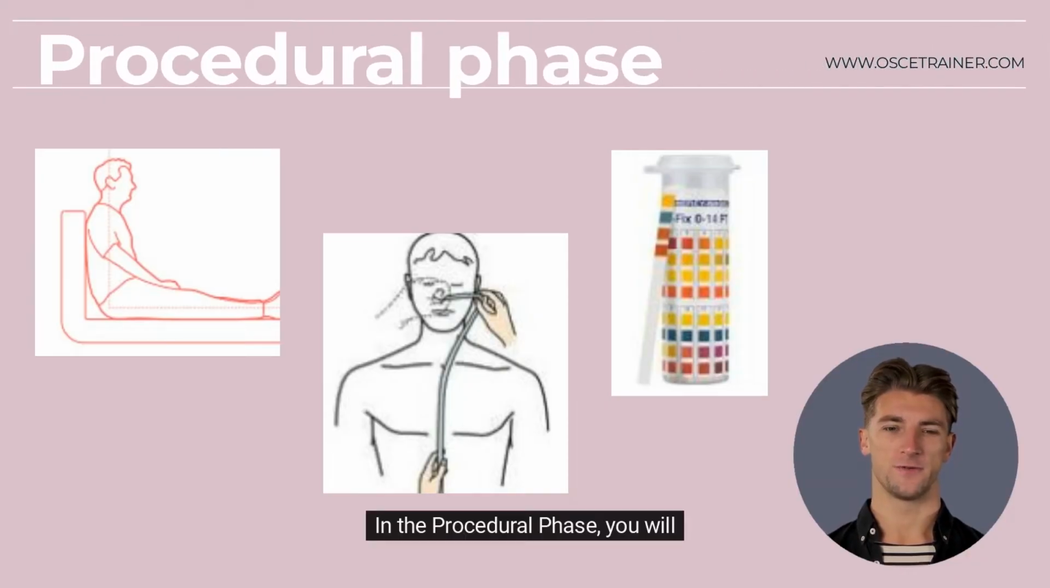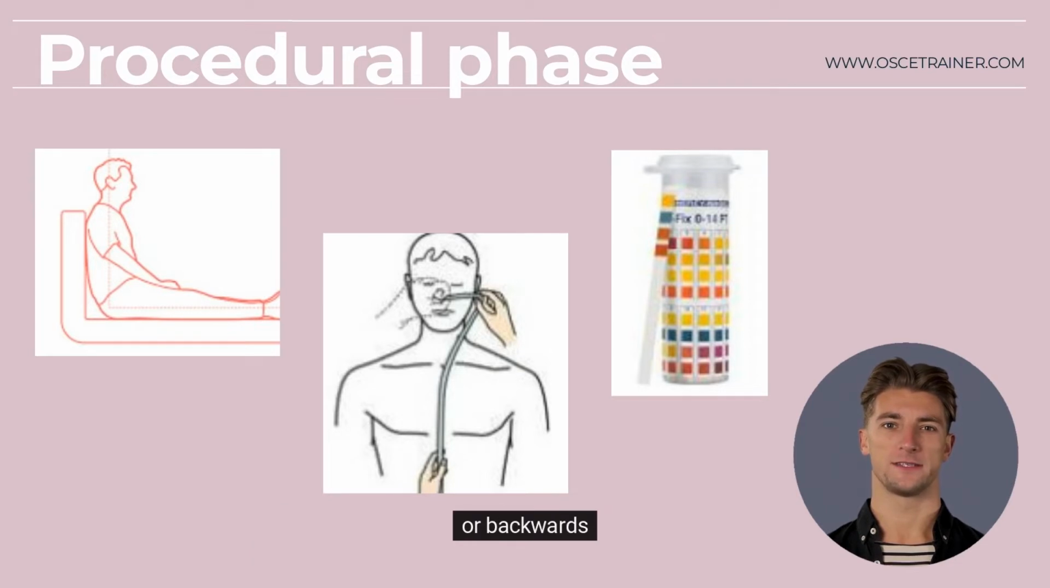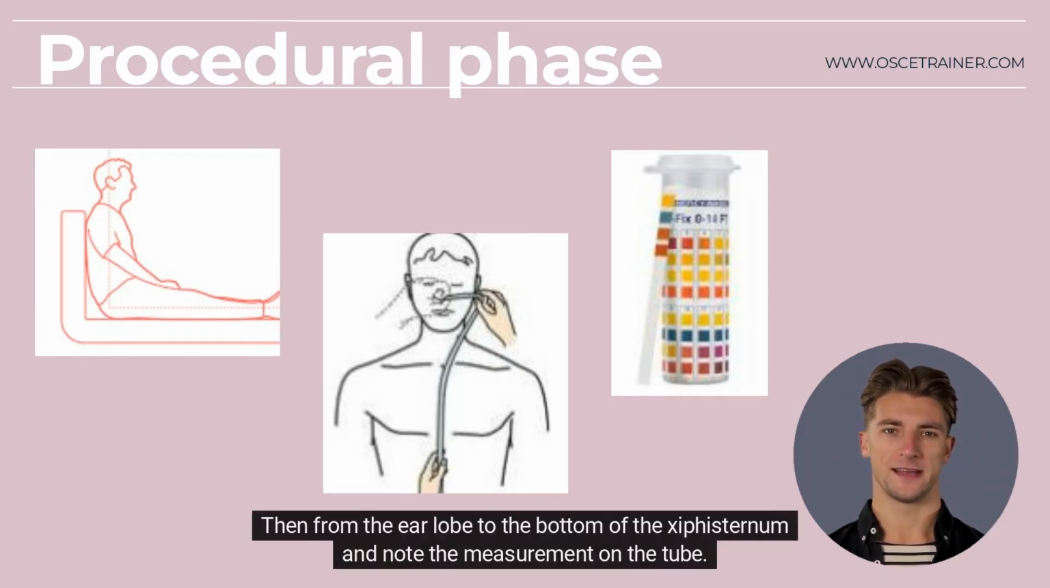In the procedural phase, you will assess the patient to sit in a semi-upright position and use pillows to ensure there is no head tilt forwards or backwards. Using the nasogastric tube to measure, check the length of insertion from the patient's earlobe to the bridge of the nose, then from the earlobe to the bottom of the xiphisternum, and note the measurement on the tube.